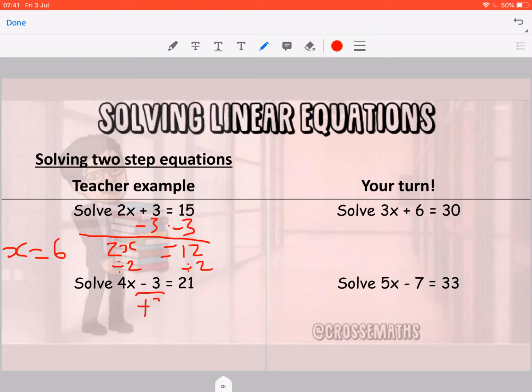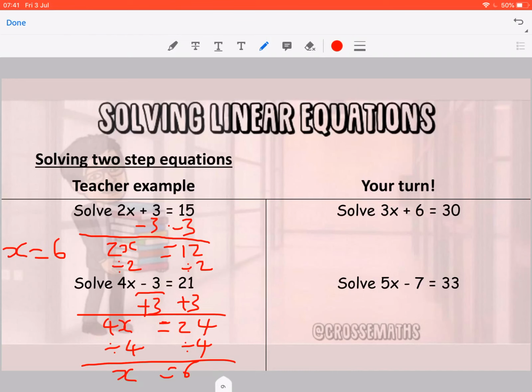I'm going to add 3 to both sides first. 4x moves straight down. Plus 3 minus 3 is nothing. 21 plus 3 is 24. Divide by 4 now to get x on its own. I end up with x equals 6. So you're just doing the opposite of whatever you can see, but you've got to do exactly the same steps as before, and you've got to start with the number on the right-hand side first. What I'd like you to do, pause the video now, make sure those examples are really clear in your book or whatever you're writing on, and have a go at the ones on the right-hand side.